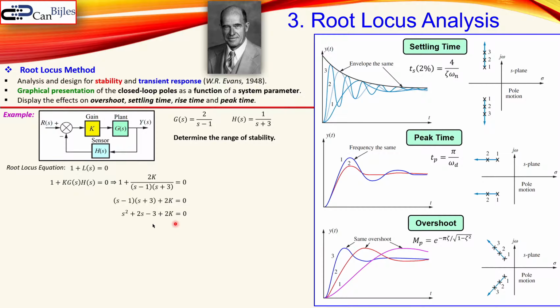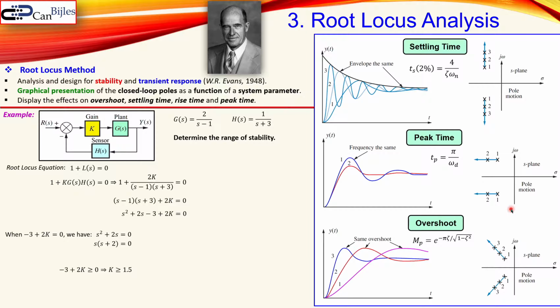How can we achieve that? Looking at this expression, we can set, for example, minus 3 plus 2k. If that is 0, by changing a suitable value for k, then the expression here will be s squared plus 2s is equal to 0. That means s times (s plus 2) is equal to 0, and we have two poles. One of them is 0, the other one is minus 2.